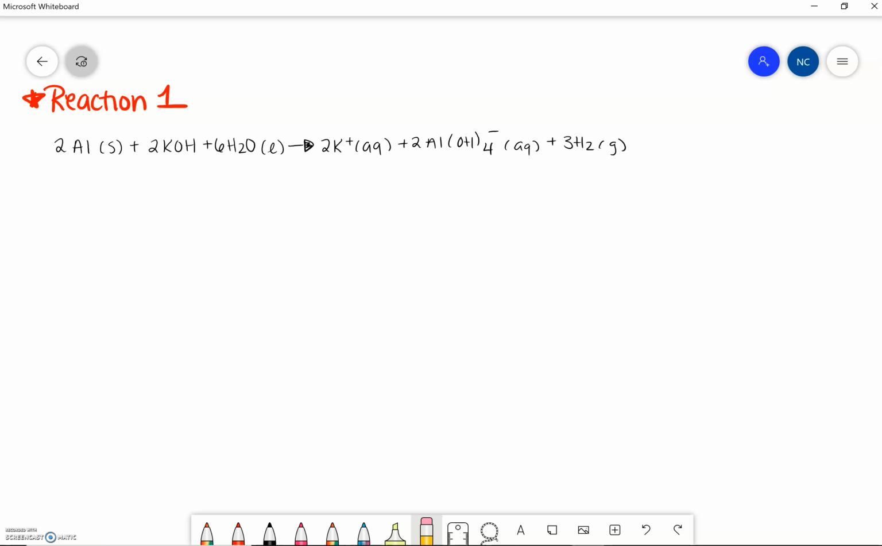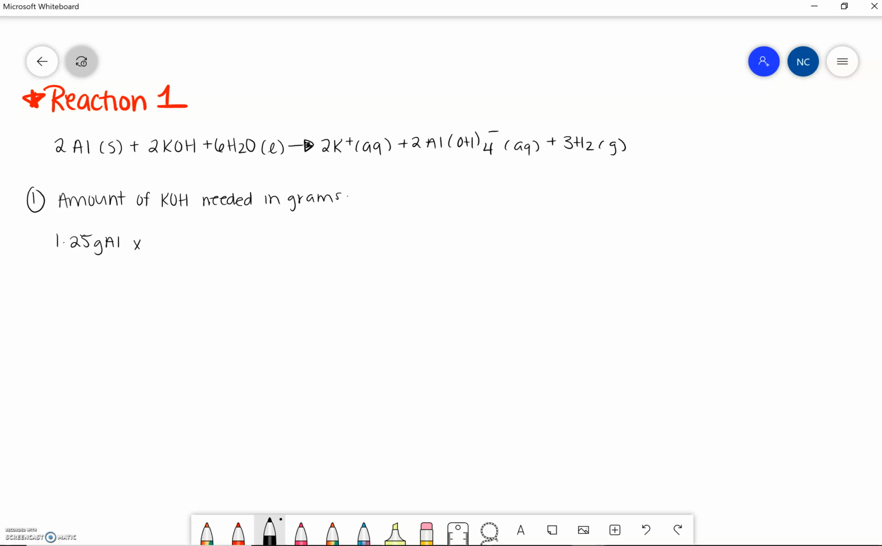So reaction 1, we have to find the amount of KOH needed in grams. The only information that was given was the 1.25 grams of aluminum. So we are now going to use stoichiometry to find the amount of KOH needed.